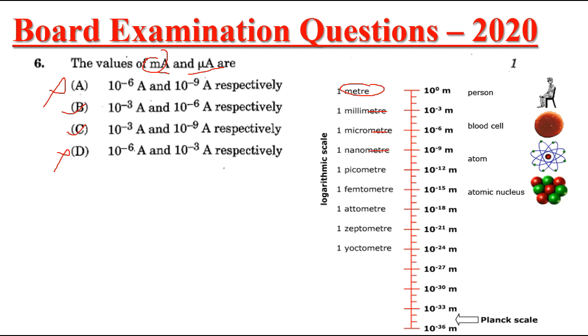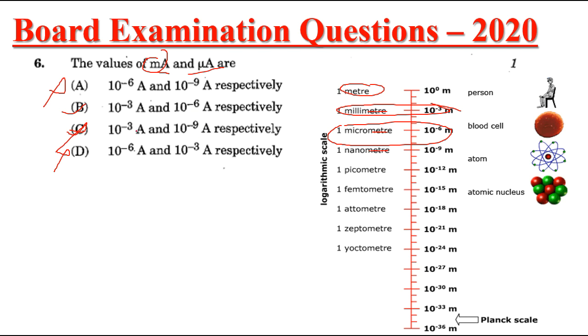So you can see here milli is 10 to power minus 3, and when you look at micro, here it is given as 10 to power minus 9, and here it is given as 10 to power minus 6. So our answer will be B, and C will be wrong, as the value of micro is 10 to power minus 6 and not 10 to power minus 9.